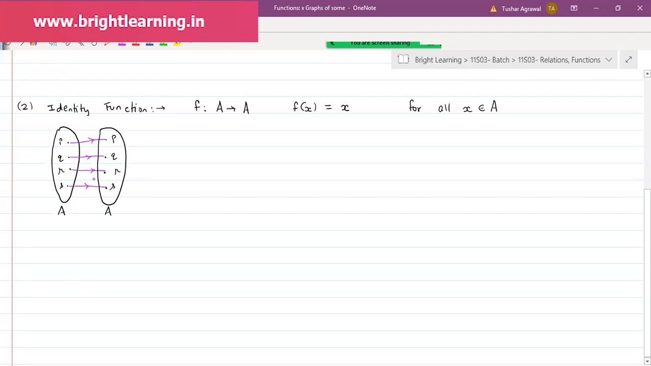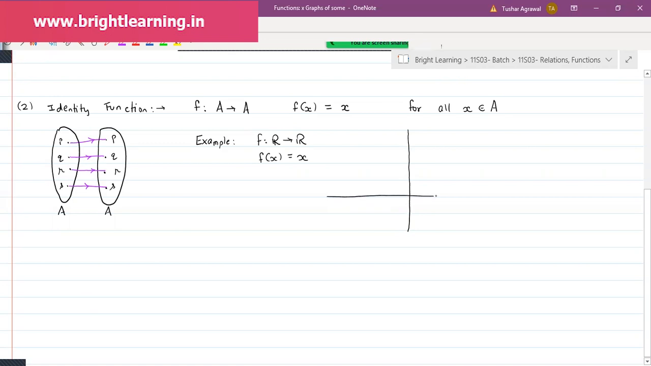So the real valued identity function, if I give you f defined on the set of real numbers to the set of real numbers, where f of x is equal to x. Can you see, the graph will be something like this. This is actually the equation of the line y equals x.